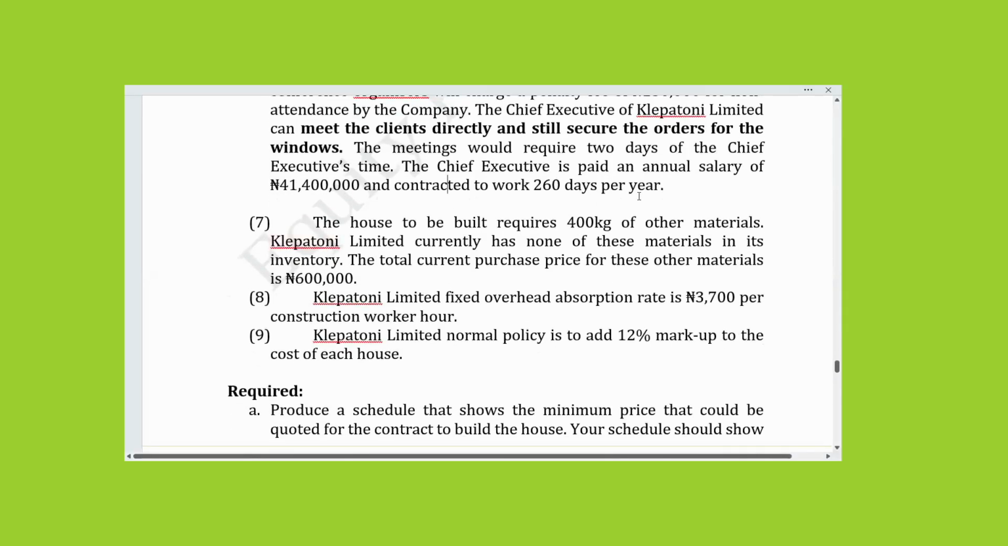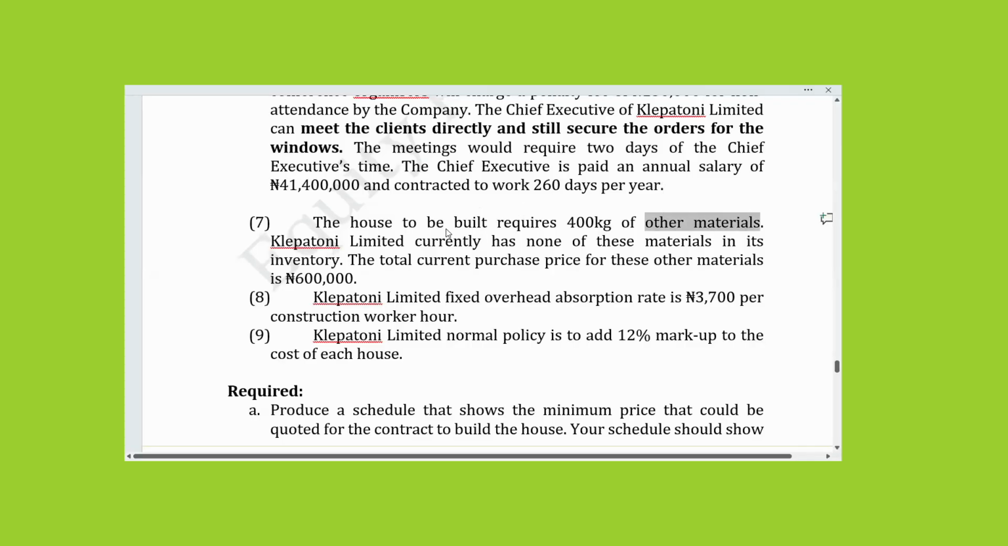The house to be built requires 400 kilograms of other materials. Clepatoni Limited currently has none of these materials in the warehouse. The total current purchase price for these other materials is 600,000. So how do we treat this information? Number 7. Yes, other materials. How do we treat it?